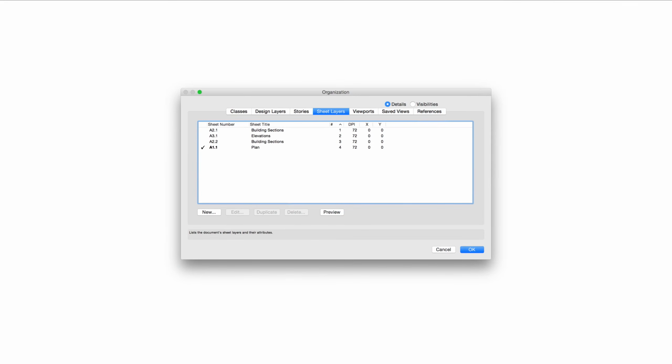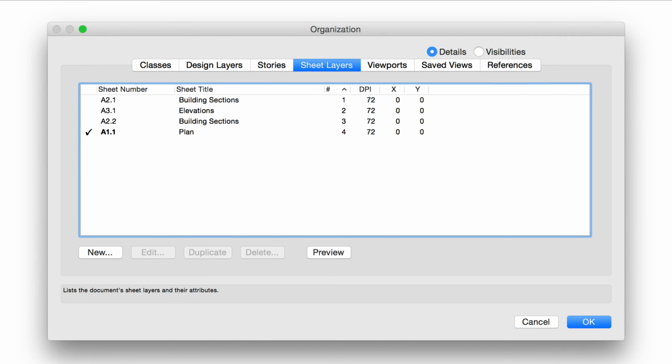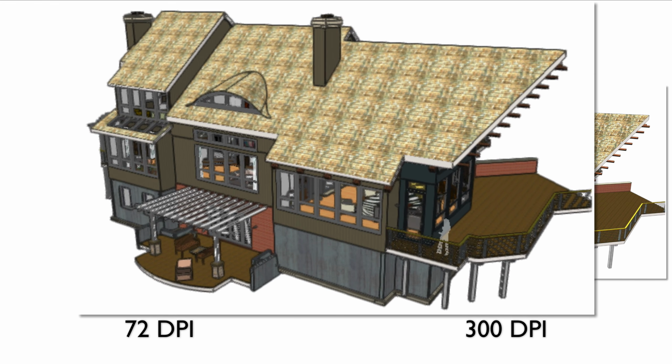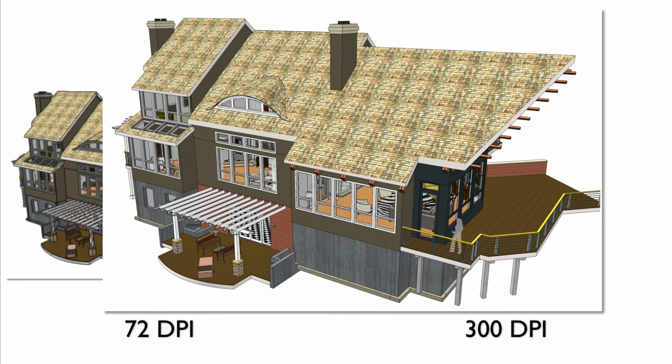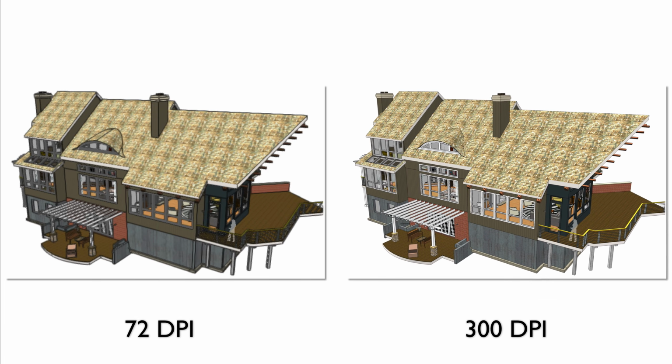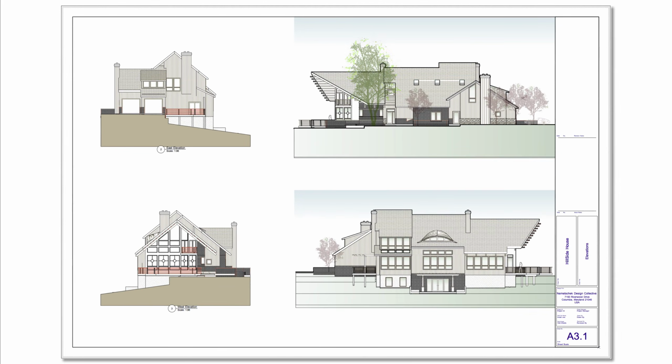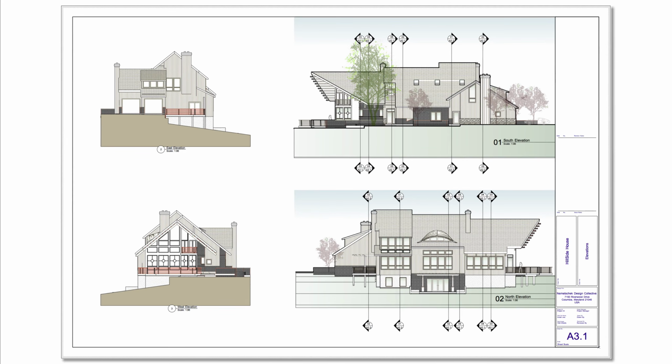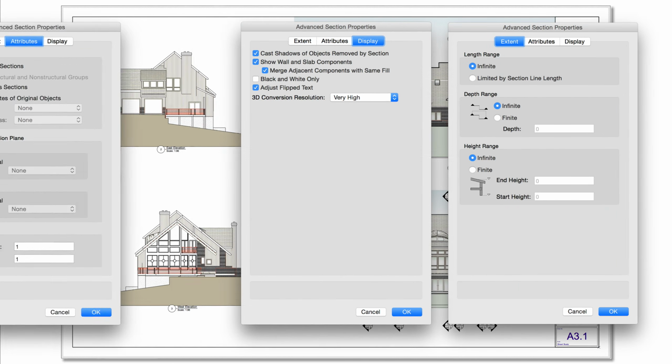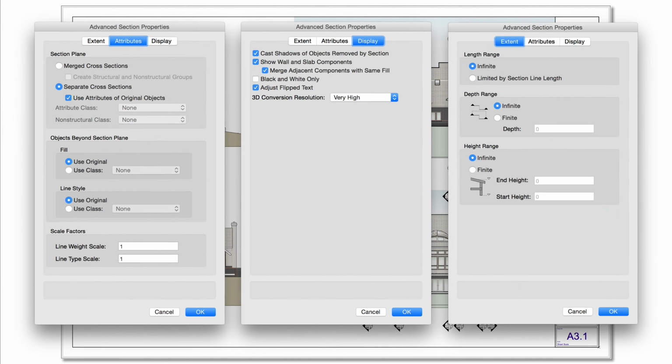The Sheet Layers tab of the Organization dialog box lists the sheet layers in the drawing and their properties. There are not as many properties available for sheet layers since they serve different purposes. The DPI setting affects the printing resolution of raster render geometry for items in viewports when the sheet layer is printed. Typically, sheet layers are where section and elevation viewports are placed and annotated for final documentation and presentation. Each viewport has its own display settings for complete flexibility.